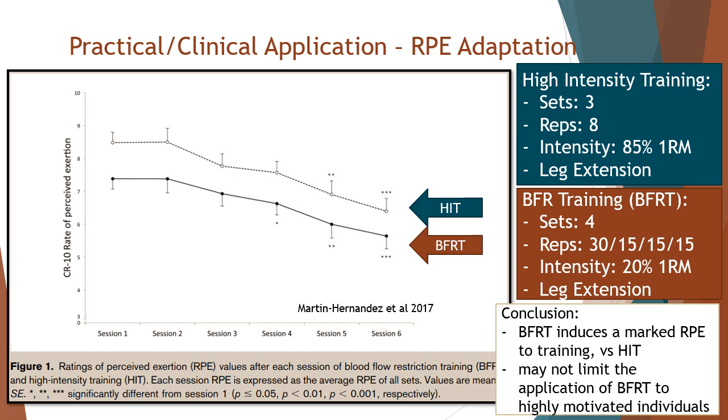And the examples that are shown here, just for clarification of defining the high intensity and BFR groups, you can see that they used classic parameters of 85% 1RM for the high intensity, 20% 1RM for the lower extremity, and that was for their leg extension. And the conclusion is that BFR induced a marked RPE to training versus high intensity training, but that may not limit the application of BFR to highly motivated individuals, as it gradually does induce a habituation over time.